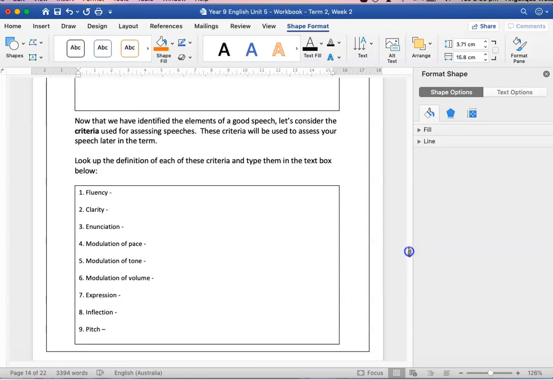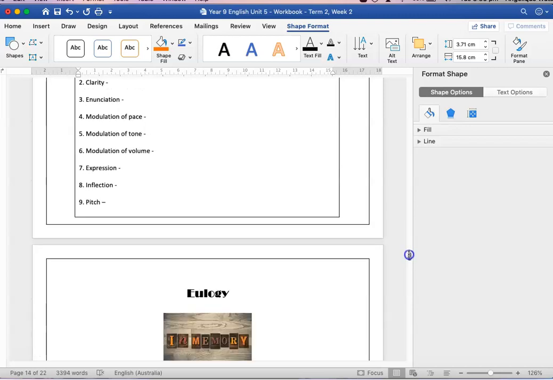Okay, and now that we have identified the elements of a good speech, we're going to consider some of the criteria used for assessing speeches. These criteria will be used to assess your speech later in the term, so it is really important that you understand what each of them means. Therefore, as your final activity for today, you need to look up the definition of each of these criteria and type them into the text box.